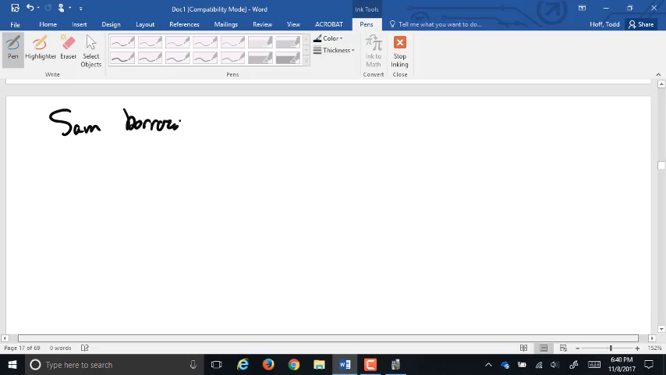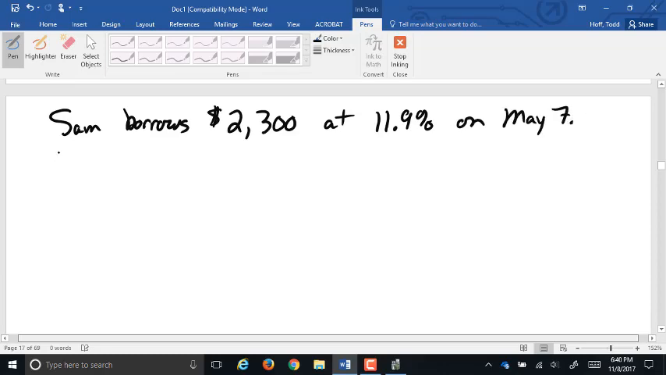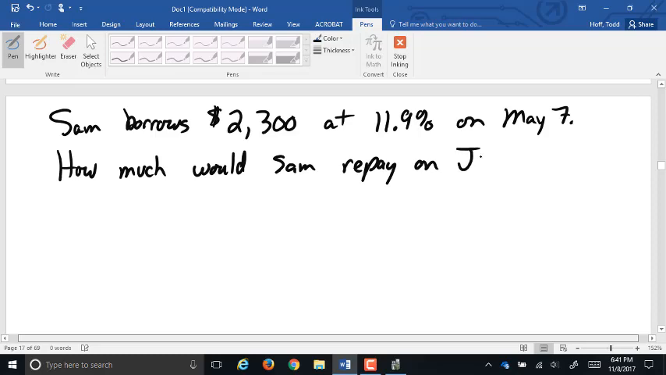Sam borrows $2,300 at 11.9% on May 7th. How much would Sam repay on July 18th?